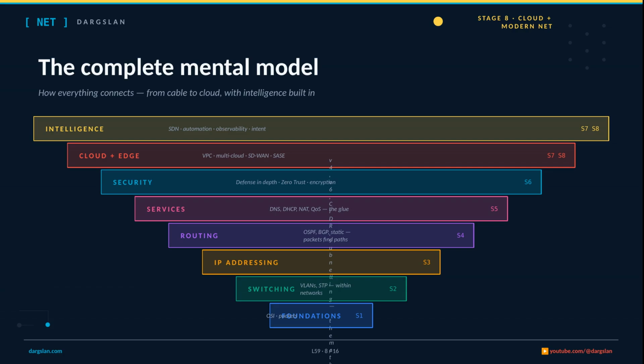Picture it as a stack you can climb in either direction. At the base, foundations and switching move frames within a network. IP addressing and routing get packets across networks. Services glue it all together. Security wraps it in defense. Cloud and edge extend it everywhere. And intelligence, SDN, automation, observability, intent is what makes the whole thing self-aware. That's the complete mental model. Cable to cloud with a brain on top.